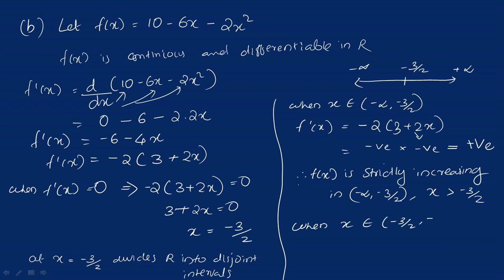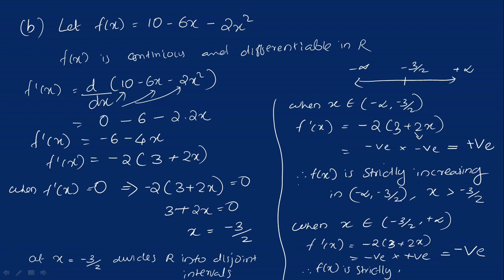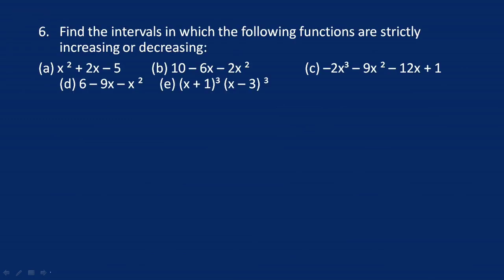So when x belongs to the next interval, that is minus 3 by 2 to plus infinity, we have f dash of x, that is minus 2 into 3 plus 2x. Minus 2 is negative. Again, we are applying values in between minus 3 by 2 to plus infinity, so 3 plus 2x will be a positive quantity. So negative into positive, that is negative. So we can write f of x is strictly decreasing in the interval minus 3 by 2 to infinity. So we can write x is less than minus 3 by 2.